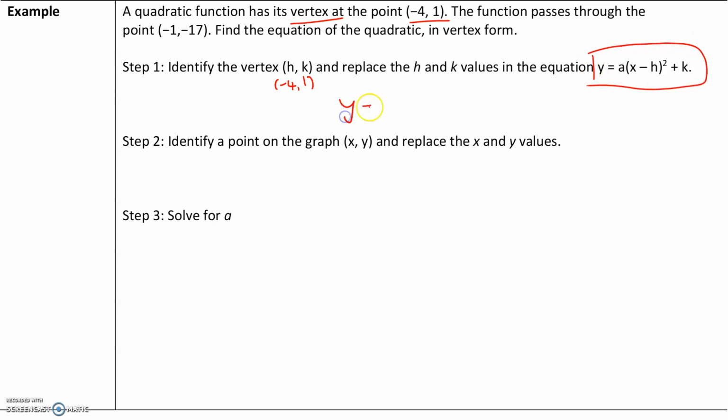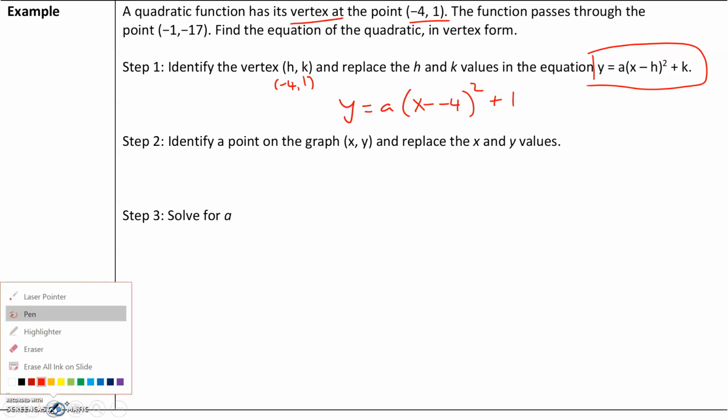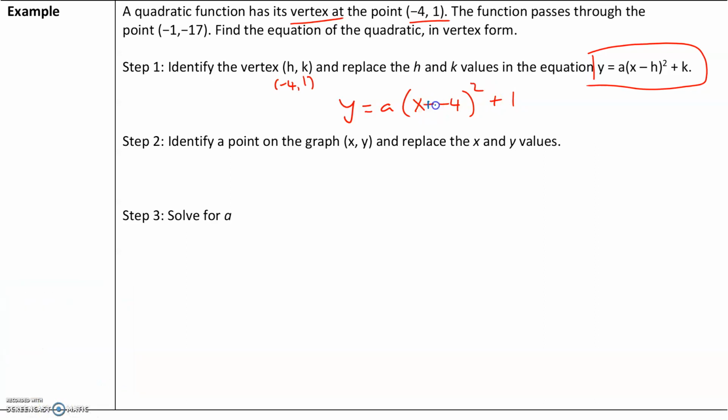So we're going to have y equals a, that's unknown, times x minus h. So h is negative 4, which means I'm going to get x minus negative 4 squared plus k, which is going to be plus 1. And when we've got the two negatives, the negative negative 4 becomes a positive 4, as we know. Okay, so our equation is going to be y equals a times x plus 4 squared plus 1. Okay, so that's x minus h, which is x minus negative 4 squared plus 1.